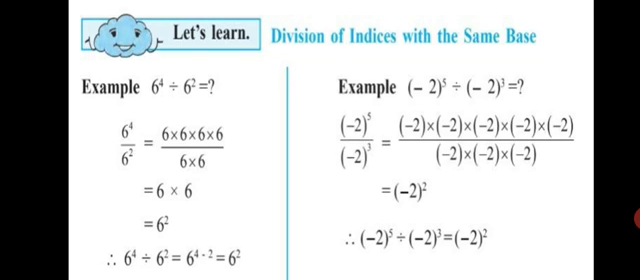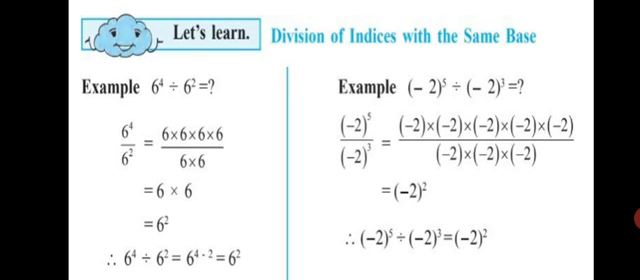Therefore we can say that 6 raised to 4 divided by 6 raised to 2 is equal to 6 raised to 4 minus 2 is equal to 6 square. So what rule have we applied here? That when you are dividing the indices with the same base, keep the base as it is in the answer and subtract the index. The first index minus the second index. So let's have a look at the second example.